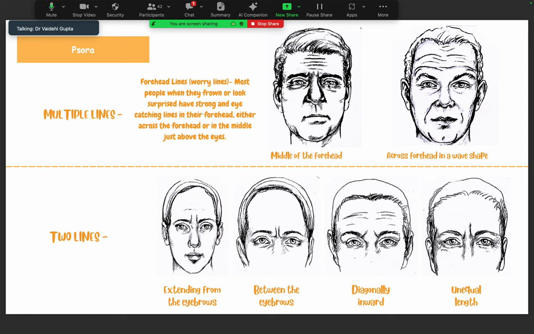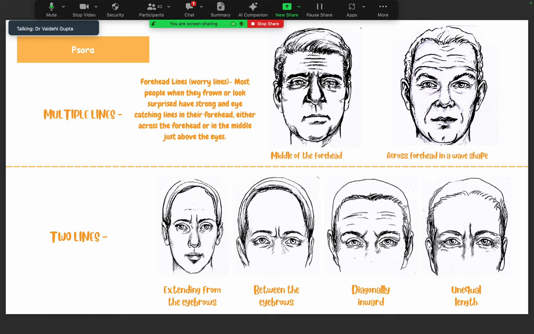They are multiple, and maybe also two lines. And the two lines are extending from where? There are four different kinds of features. Either they are extending from the eyebrows. In the first picture, we can see that the lines are extending from the eyebrows, from the medial portion. The second one is between the eyebrows. They are not extending from the eyebrows, but from the space between the two eyebrows.